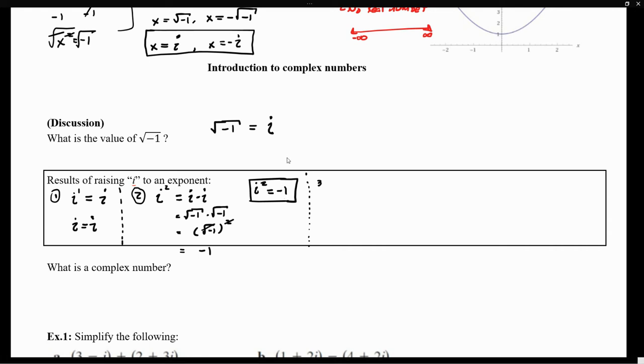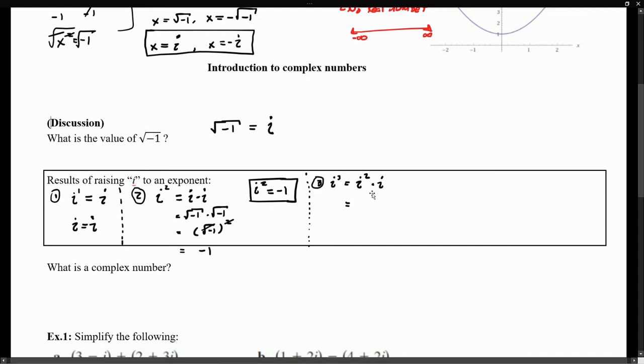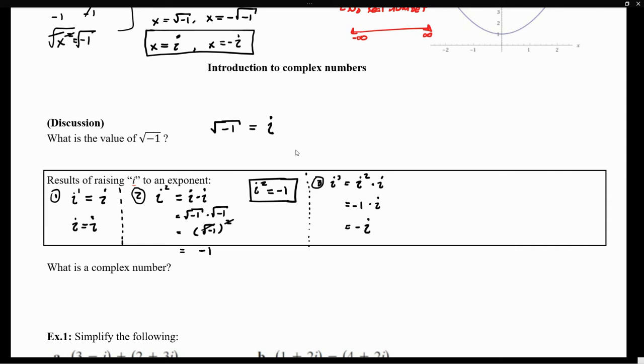So what is exactly i to the third? Well, i to the third is i to the second times i. But notice that we already know what i to the second is. i to the second is -1. So now we have -1 times i, and that's equivalent to -i. So that's another characteristic. i to the third is equivalent to -i.